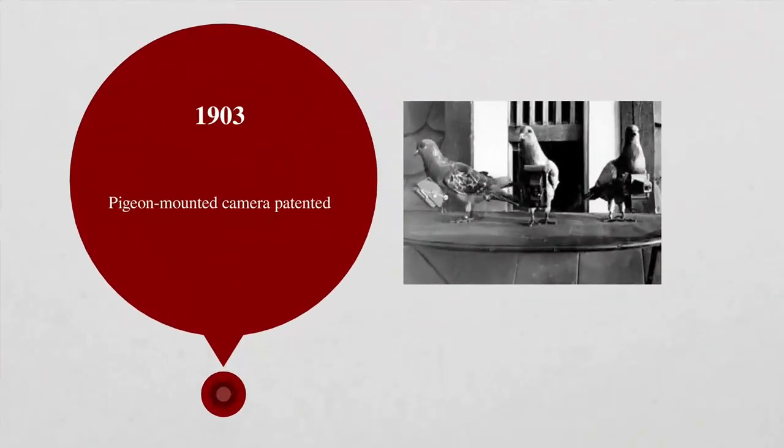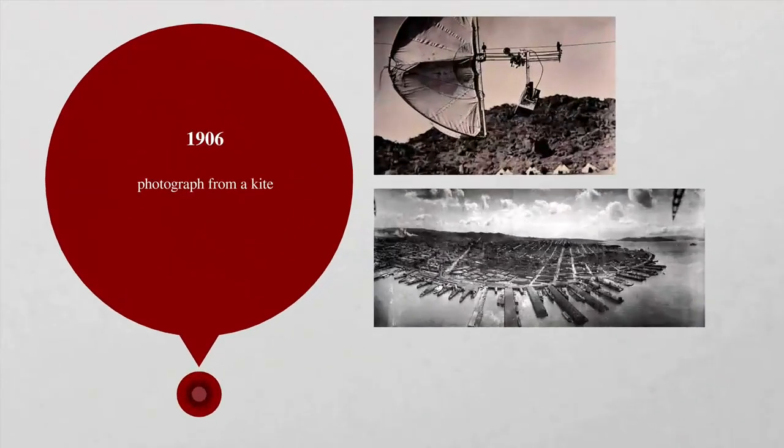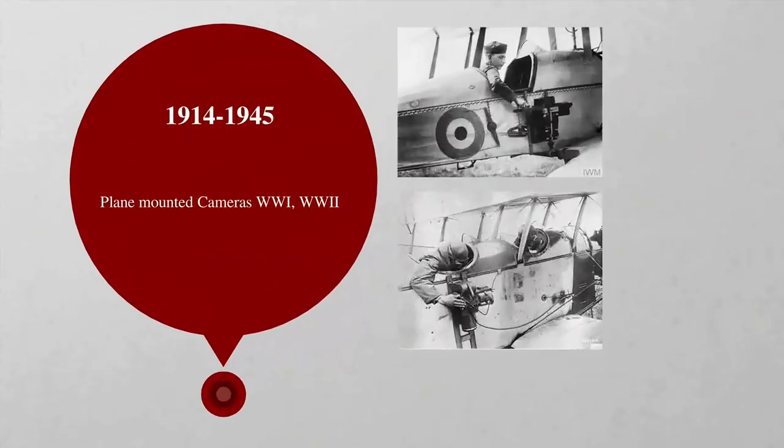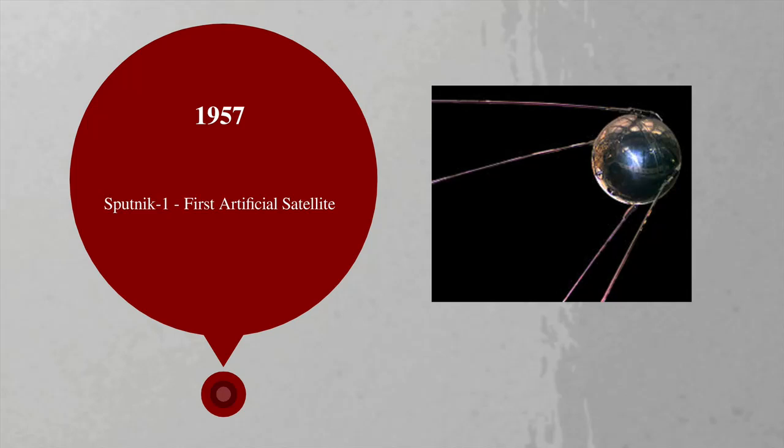In 1903, cameras mounted on pigeons were experimented and got patent. In 1906, even kites were used for aerial photography. For World War I and World War II, plane-mounted cameras were used to get strategic advantages. Then in 1957, the first artificial satellite was launched by Soviet Union named Sputnik. We call it the artificial satellite because we do have a natural satellite as well, the moon.